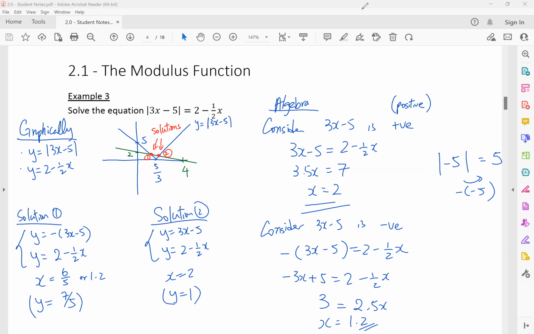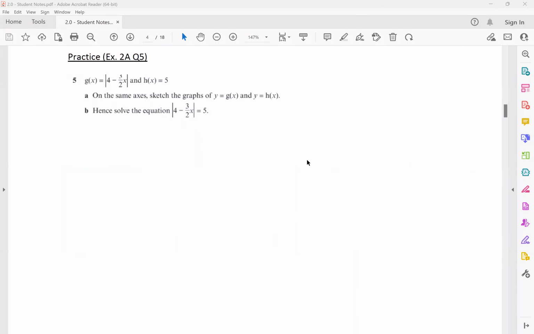Right. Next, practice question. Have a go at a question, see if you can try to do it. I think that was meant to be a 3 in here. And h of x equals 5. On the same axis, sketch a graph of y equals g of x and y equals h of x, hence solve the equations. So pause the video. When you're ready for the answer, you can press play.